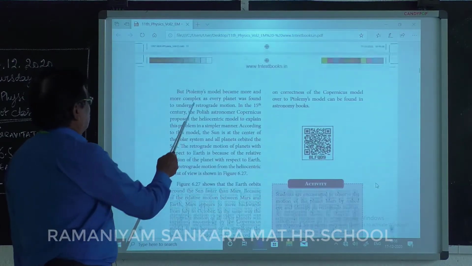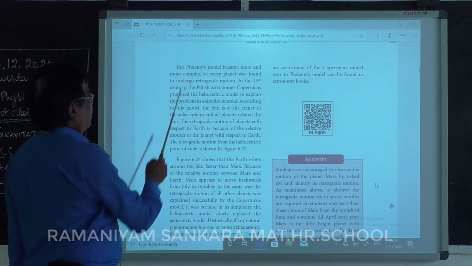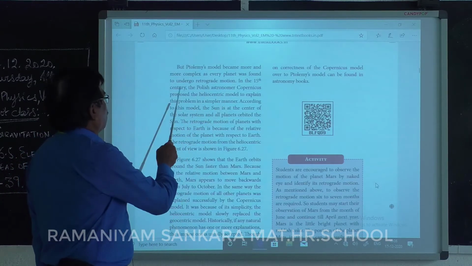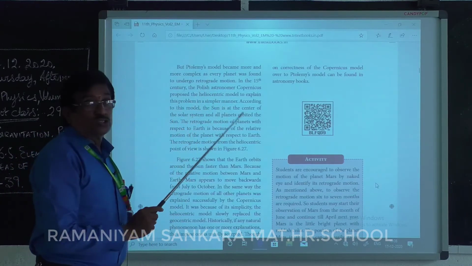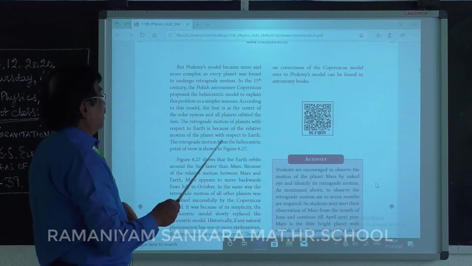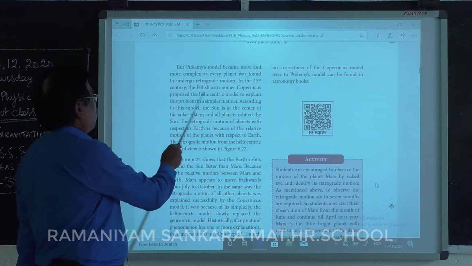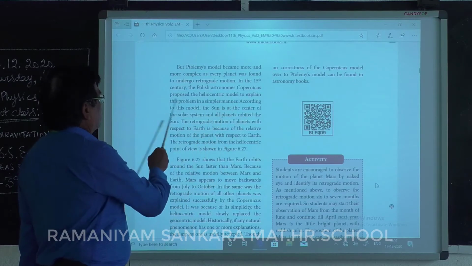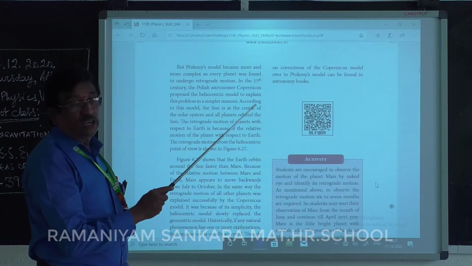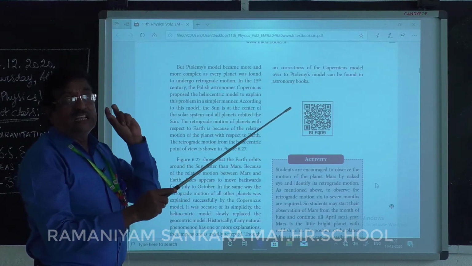But the Ptolemy model became more and more complex as every planet was found to undergo retrograde motion. So Ptolemy's model was very difficult for every planet. Then in the 15th century, the Polish astronomer Copernicus proposed the heliocentric model. Who gave the heliocentric model? Helio means what? Sun.